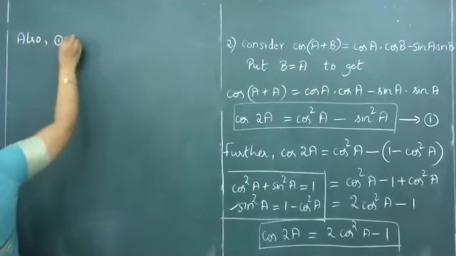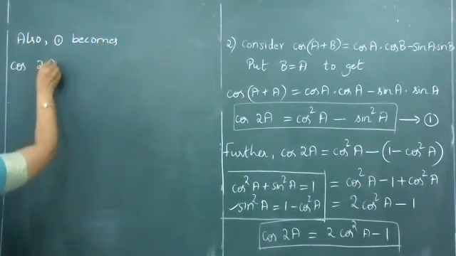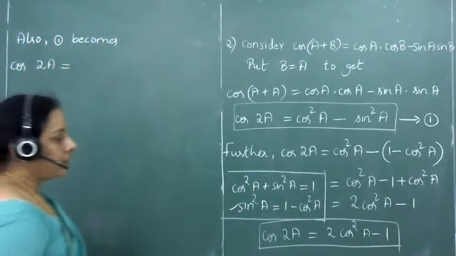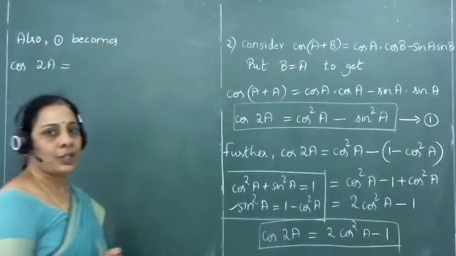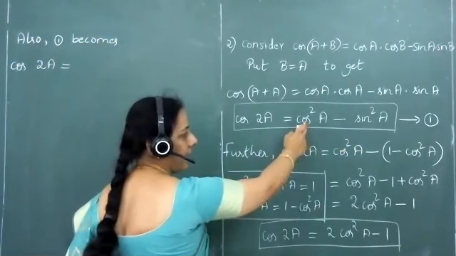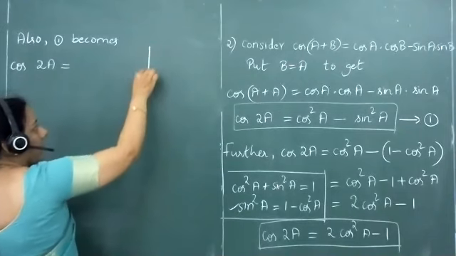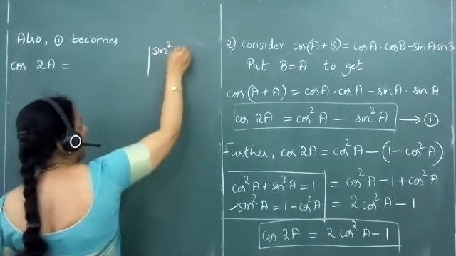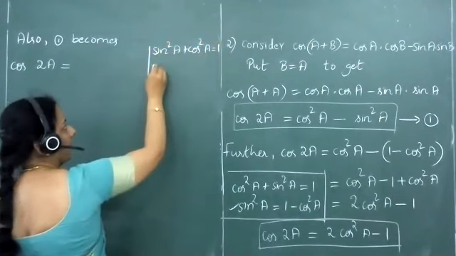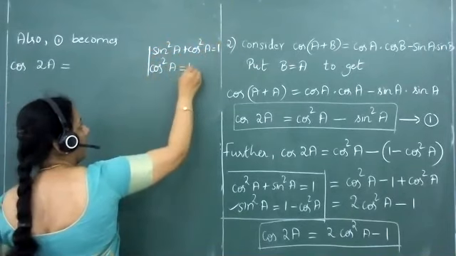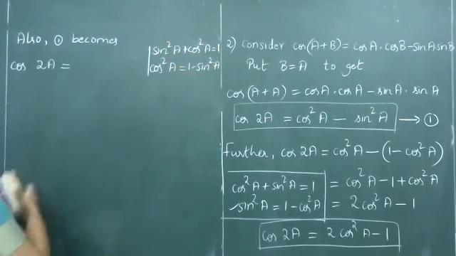Also, equation 1 becomes cos 2a, which is equal to, now previously we have eliminated sin squared a, isn't it? Now we shall be eliminating the cos squared a and rewrite the first term in terms of sin squared. And again, to do that, I will be using the first trigonometric identity as earlier. Sin squared a plus cos squared a is equal to 1. So cos squared a will become 1 minus sin squared a, which will be replaced here subsequently.